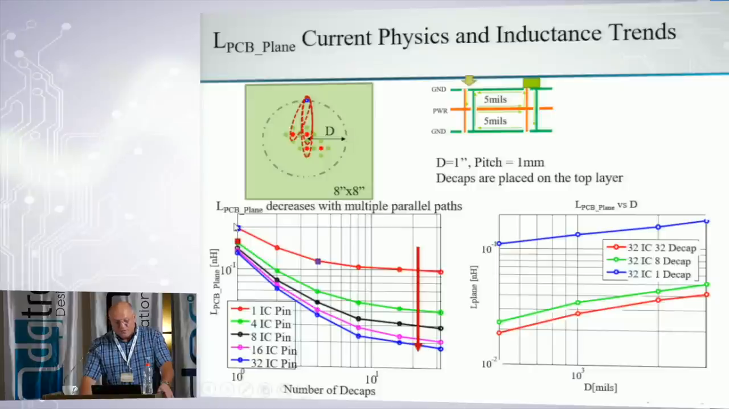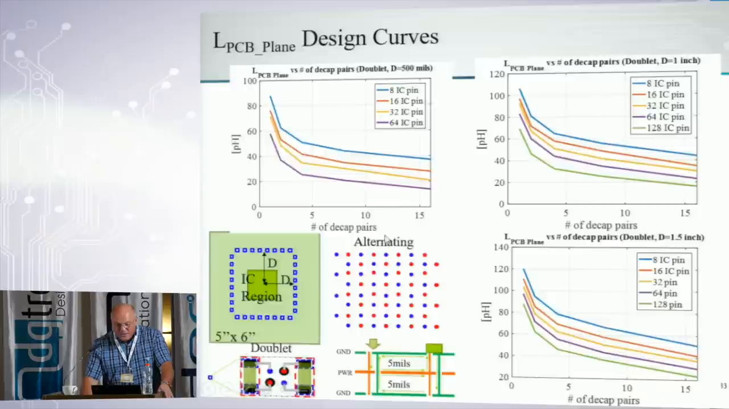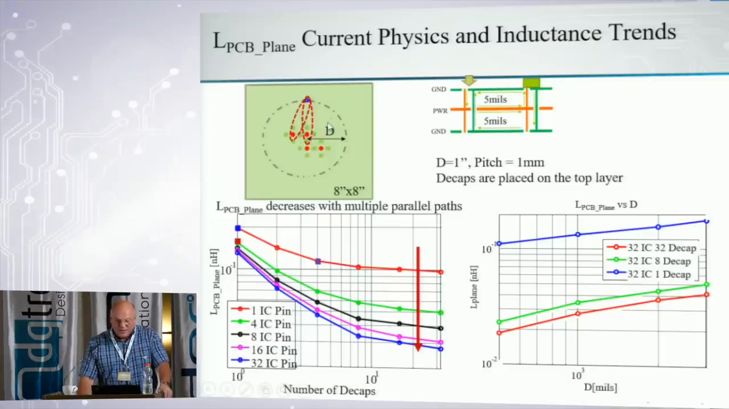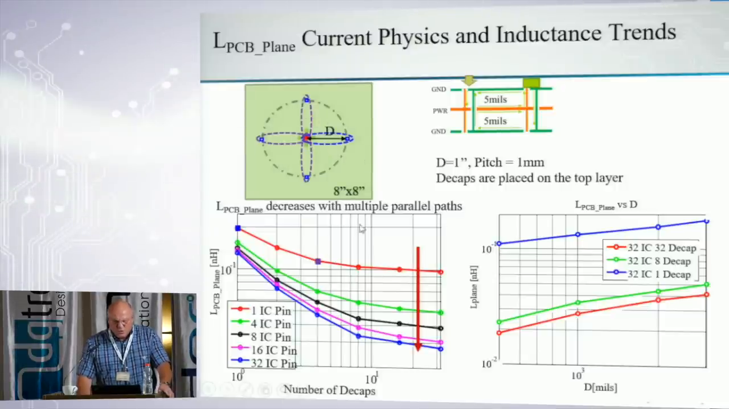So basically, our curves are, as we add decoupling capacitor pairs, or as we add area because we have more power ground pin pairs in our IC, because of the wider current distribution with power ground pin pairs and the additional paths, and if we put them on in this fashion where we get mutual inductance to help us, we're going to drive down our inductance.